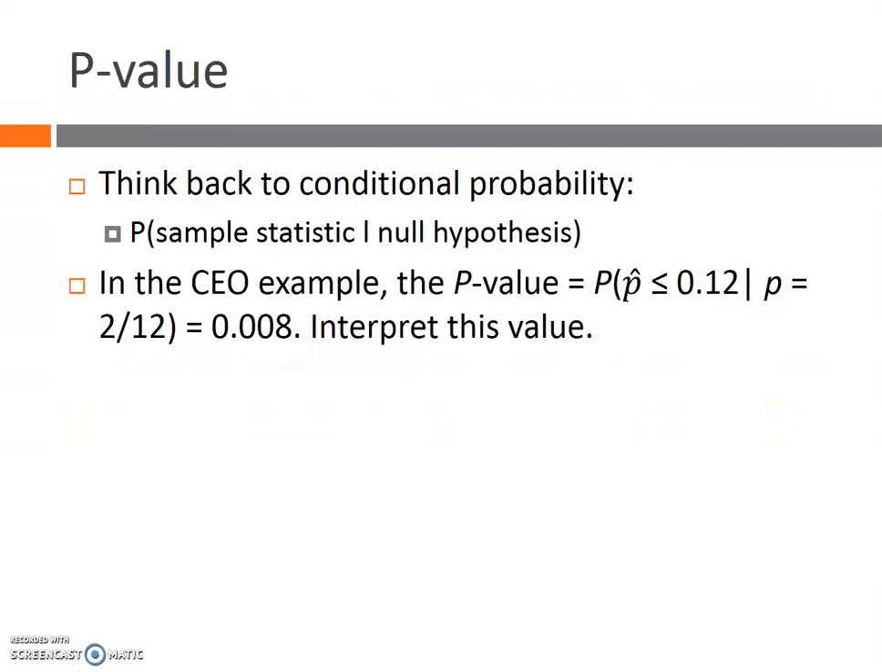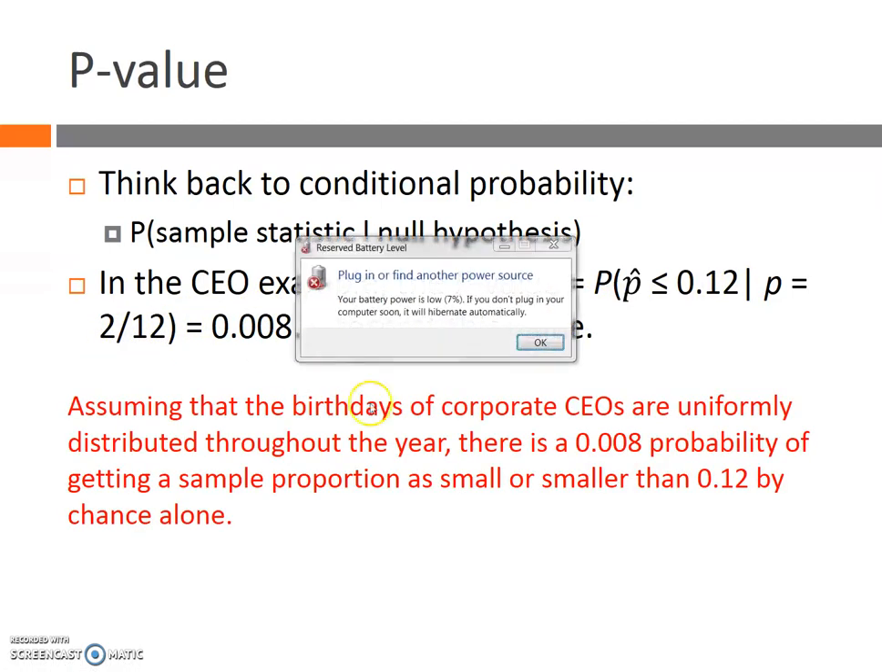So let's talk a little bit more about p-value. Think back to conditional probability, right? What's the chance that this thing happens given that this thing is true? So in our CEO example, the p-value was 0.008, right? What's the chance that we would get a sample statistic of 0.12 if the true proportion is in fact 2/12 or 1/6? So how would we interpret that?